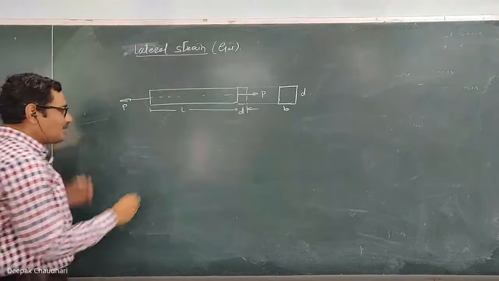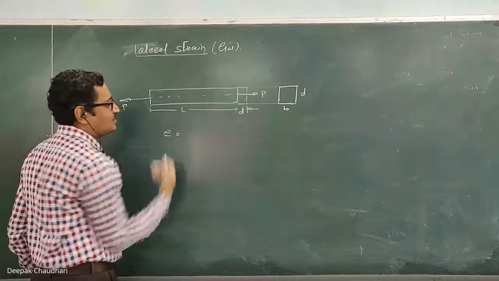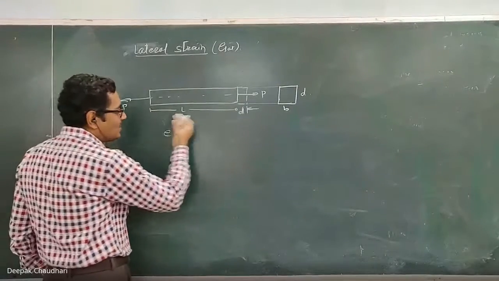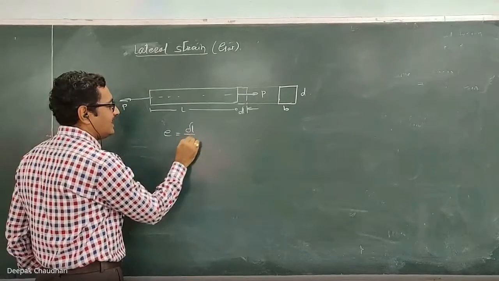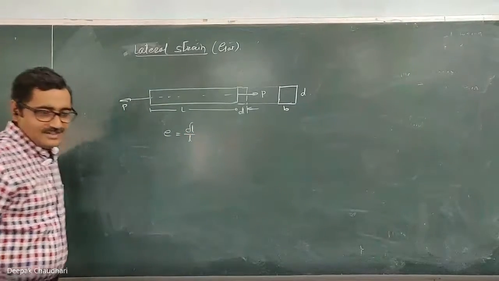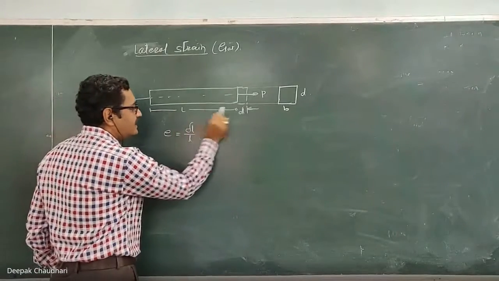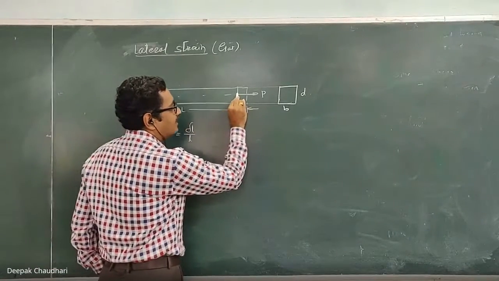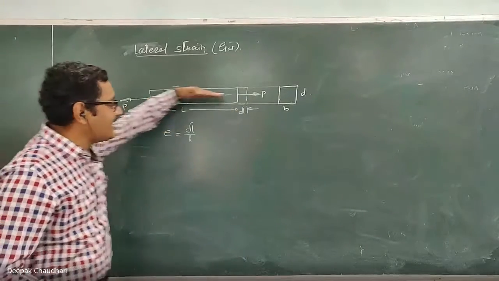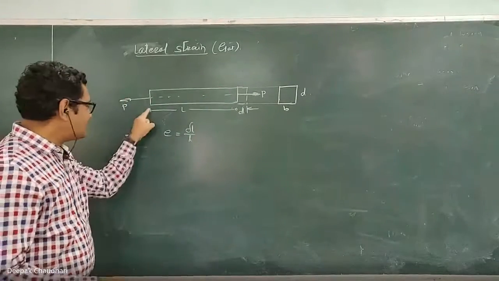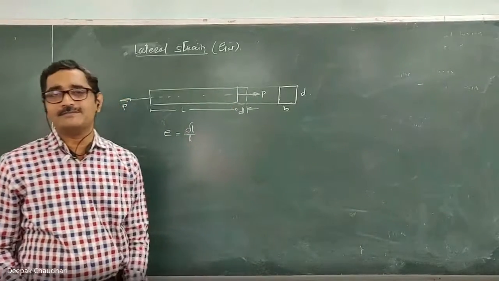We have defined strain as the change in dimension to the original dimension, and till now we have considered only the length. We have written that the strain is equal to delta L upon L. But remember one thing: this length is a dimension along the force P applied. Force P is applied along the x direction, let's say. So this dimension is in the direction of the applied force.